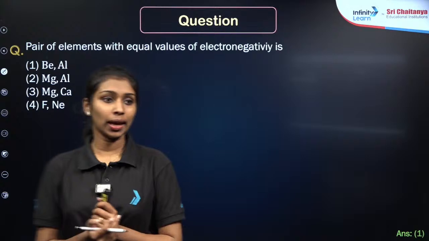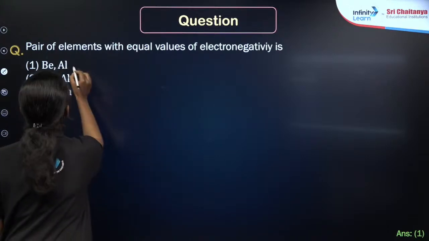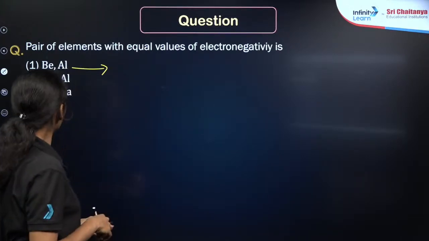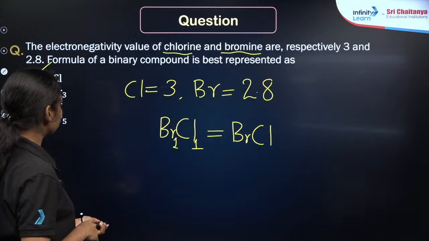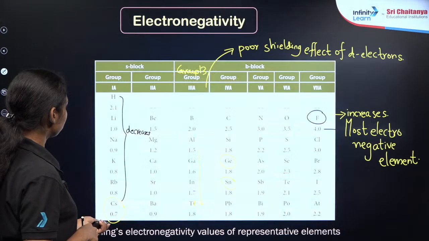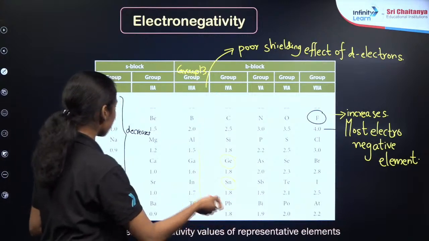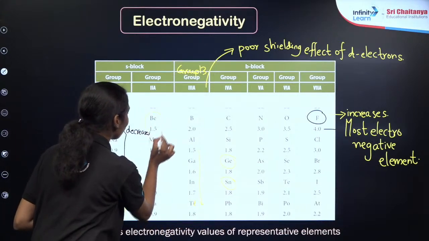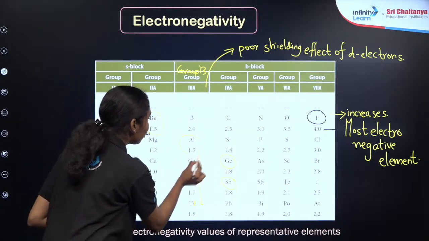Option 1, right? Beryllium and aluminium. As you can see here, beryllium has the value of 1.5. Similarly, aluminium has 1.5.